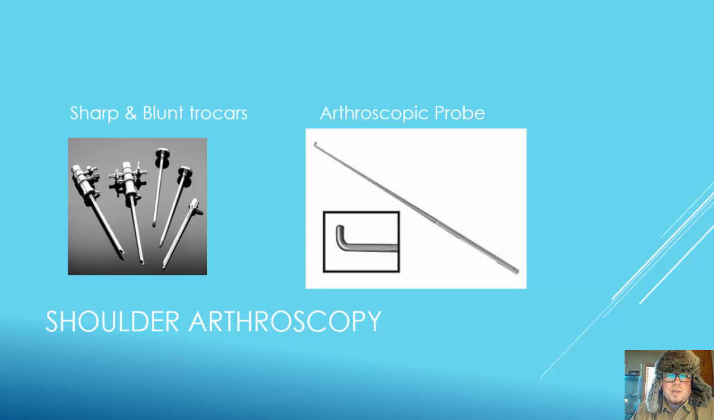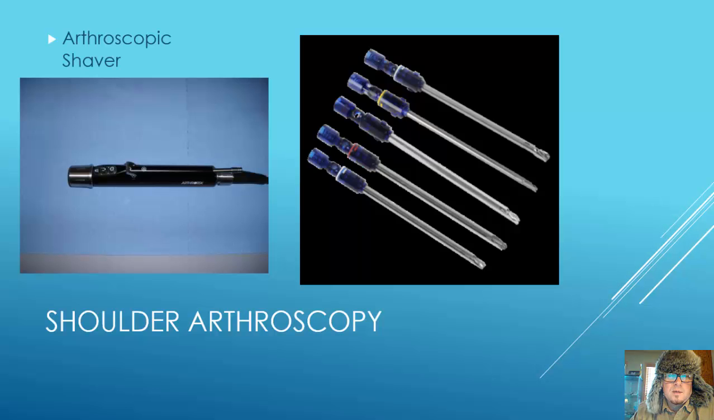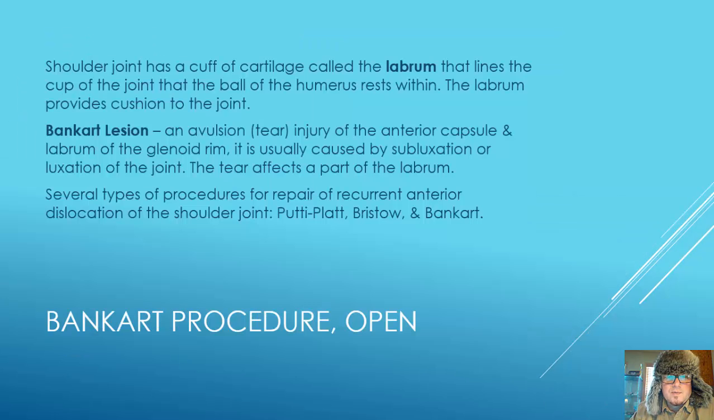And a couple pictures. There's that arthroscopic probe. Just looks like a long crochet needle with a little hook on the end. Sharp and blunt trocars, very similar to laparoscopic stuff. Usually they're metal for arthroscopy. There's your shaver and different heads on it for different sizes of shaving.